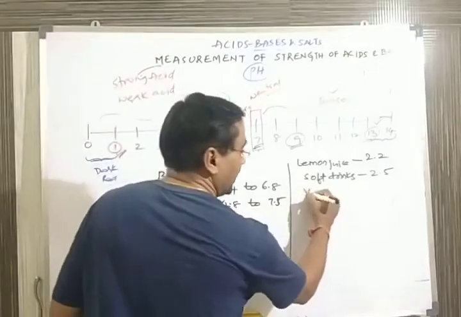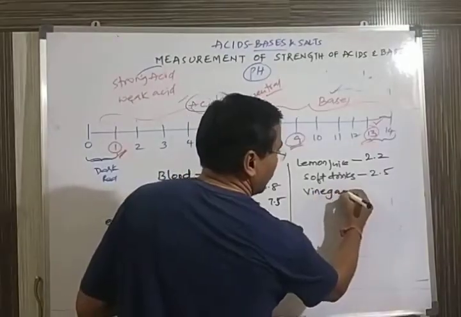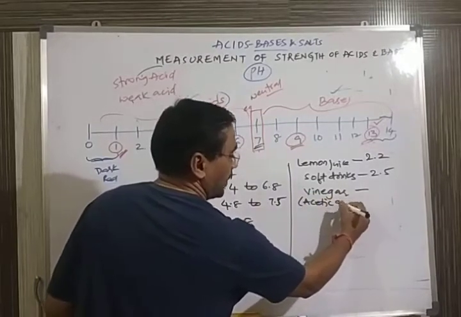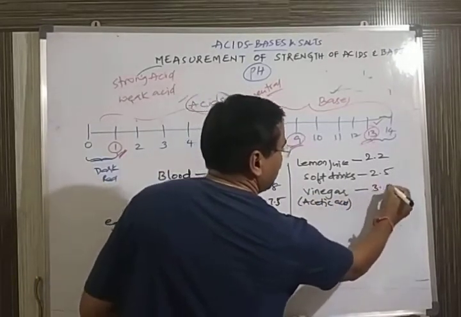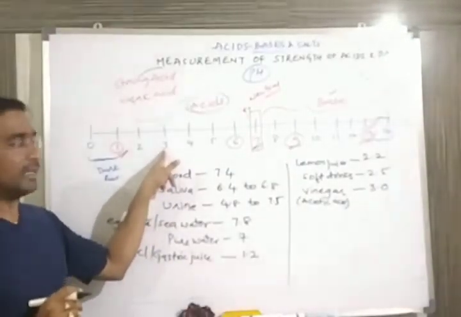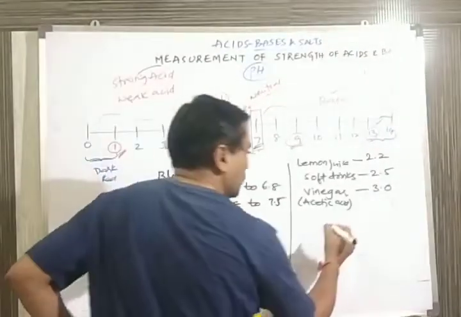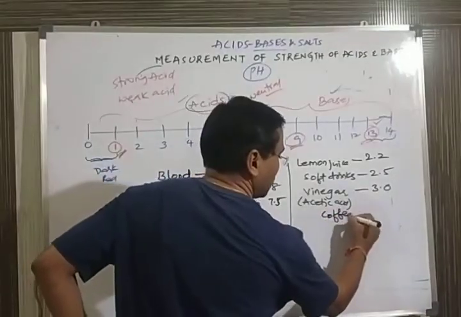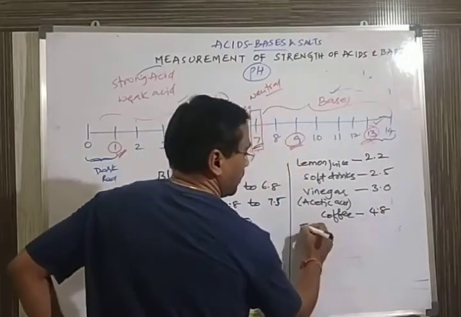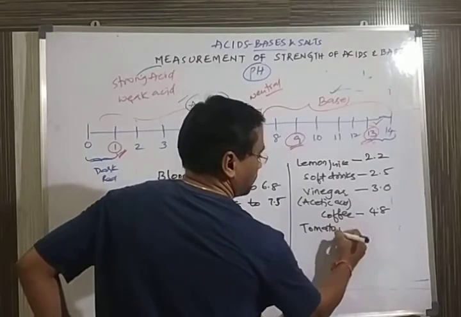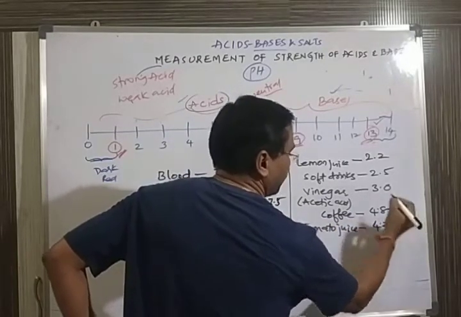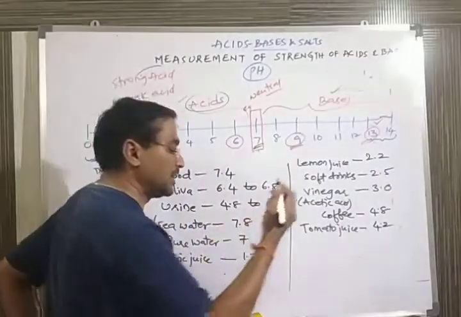Next, vinegar. What is vinegar? Vinegar is diluted acetic acid. It has a pH of 3.0. Three means it is also an acid. Next we have coffee. Coffee has a pH of 4.8. Next, tomato juice. Tomato juice has a pH of 4.2.